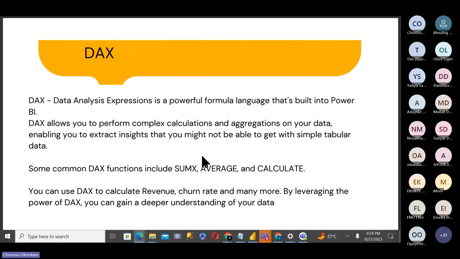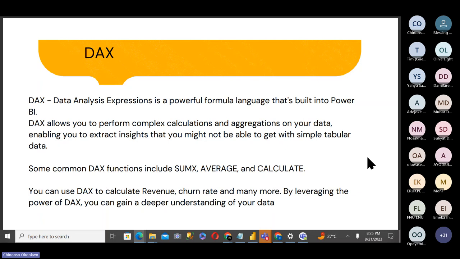DAX allows you to perform complex calculations and aggregations on your data, enabling you to extract insights that you might not be able to get with simple tabular data. You can have a data set, but not enough information in that data set. But it's just like, let me bring it like maths.